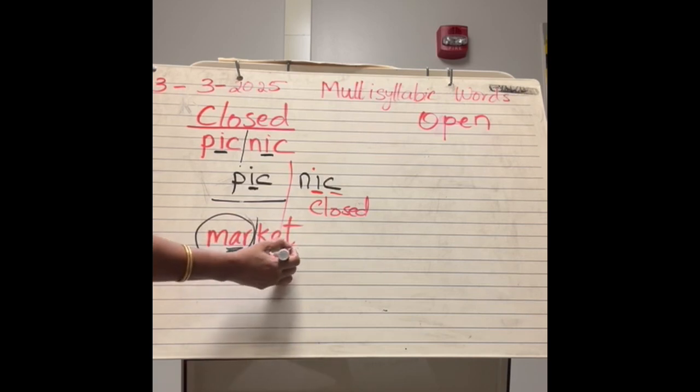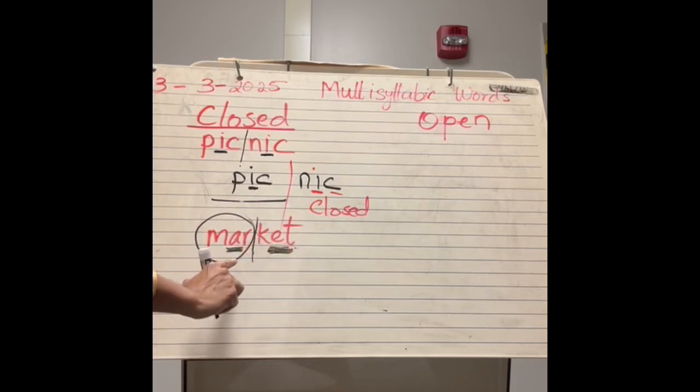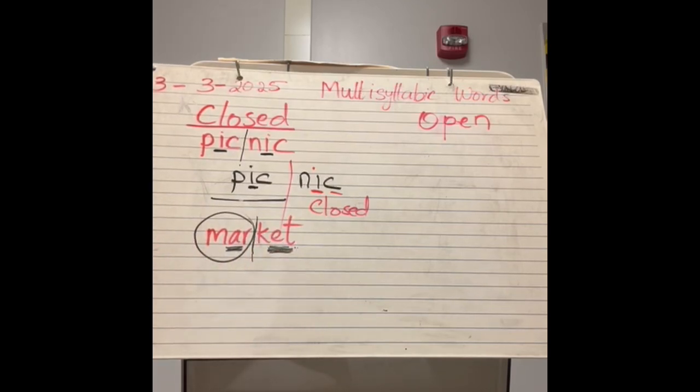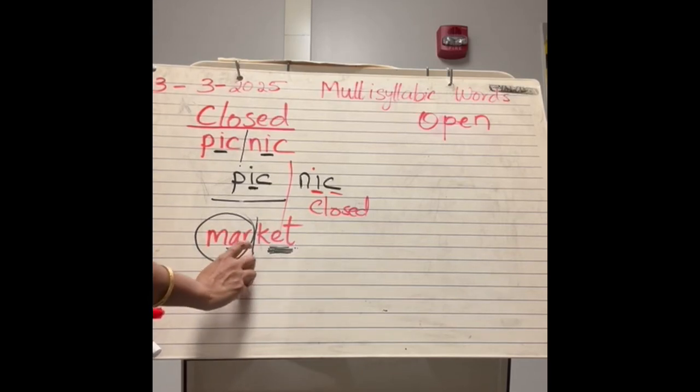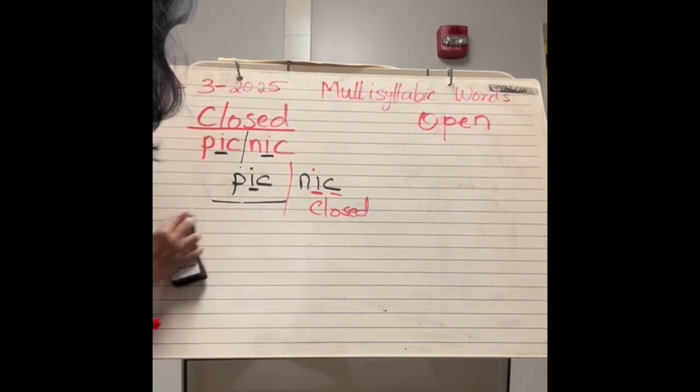Ket. So what is this? Is it a closed syllable or an open syllable? Yes, when there is a consonant following the vowel in a syllable, it is called a closed syllable. So ket. Mar, ket. Market. So yeah, this comes under R-controlled syllables, but this is again an example of a closed syllable too. Okay, so these are the closed syllable words.